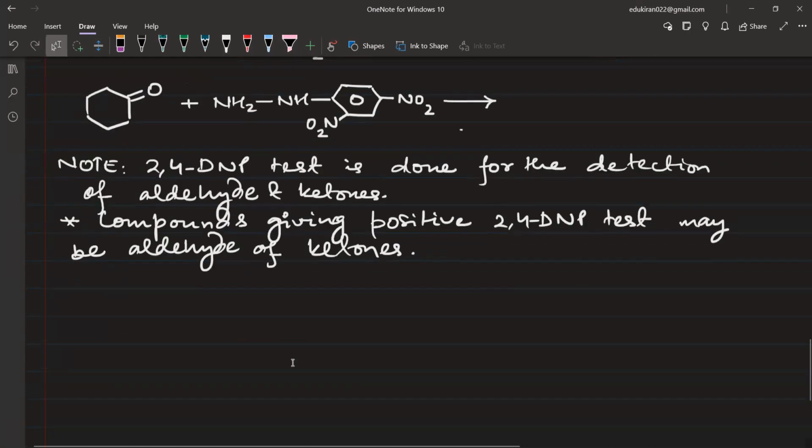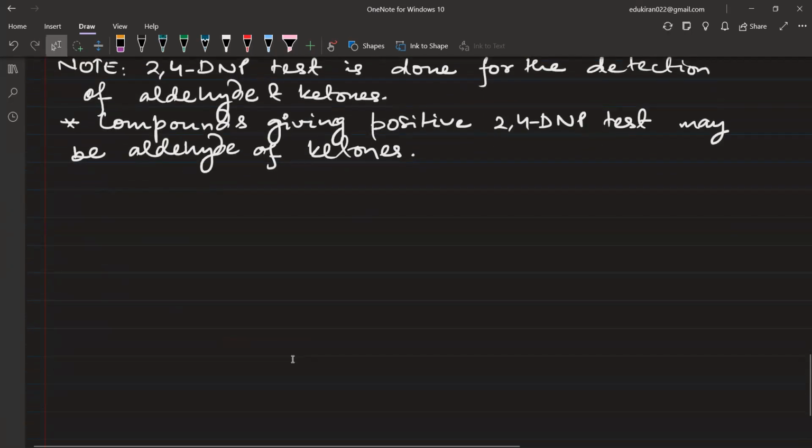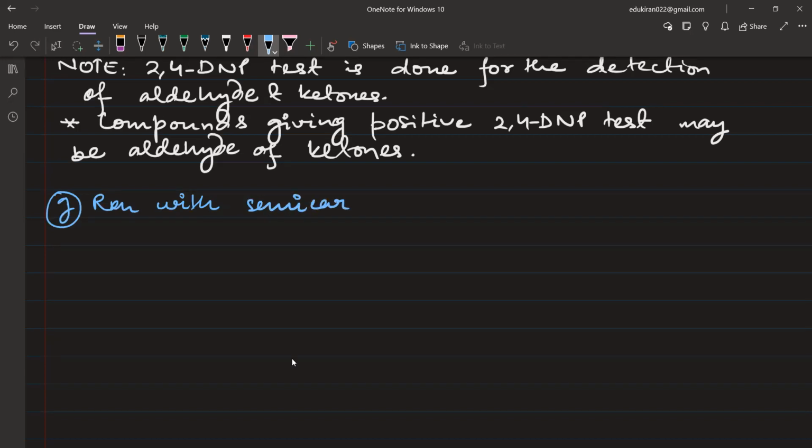Right, next. Reaction with semicarbazide forms semicarbazone.